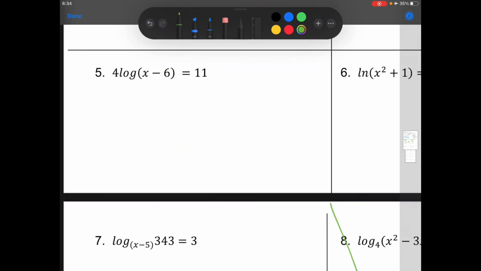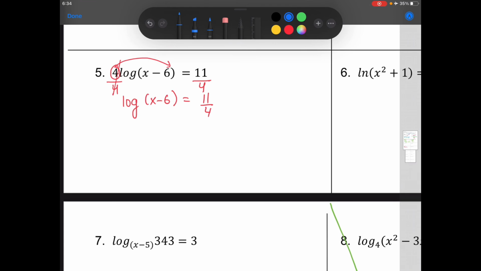I want to do number 5. So again, I see log on one side, but I also see a number in front of the log. You have 2 things to do with it. Either you can divide by 4 or make it the exponent. I'm just going to divide it by 4 and get rid of it. Either way would be fine. So divide by 4. This cancels. What am I left with? Log of x minus 6 equals 11 over 4. You can simplify. Don't change it into decimal. Leave it in this form.